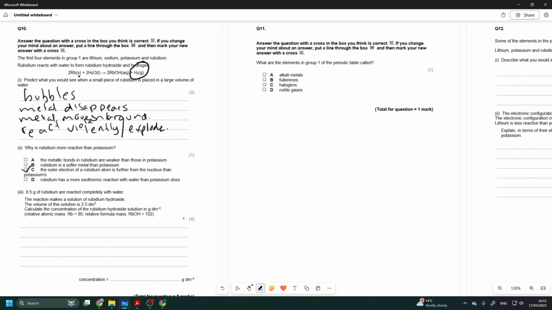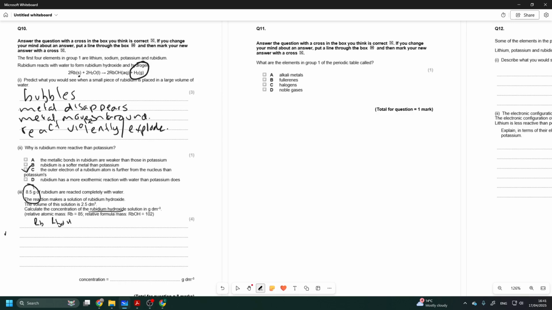Okay, so our concentration is going to basically revolve around how much of this, but remember, we're looking at rubidium hydroxide here. This is the tricky bit. It tells you how much rubidium is reacted. You've got to work out how much rubidium hydroxide is formed. So let's do that first.